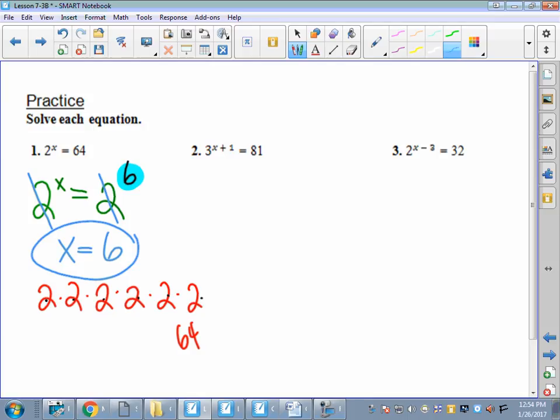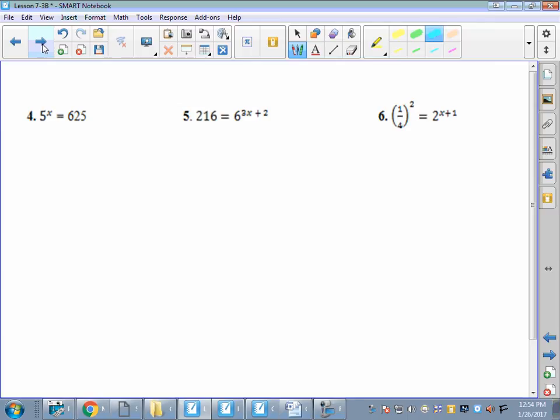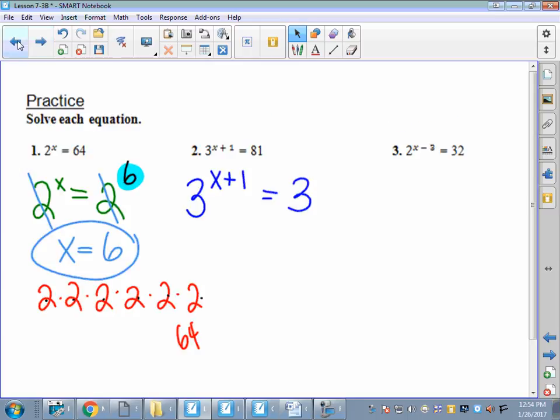3 to the x plus 1 equals 81. Well, I'm going to think about this 81 and figure out, can I write it as 3 to a power? So I'll leave the 3 to the x plus 1. And now I've got to think to myself, how many 3's do I have to multiply in order to get 81?